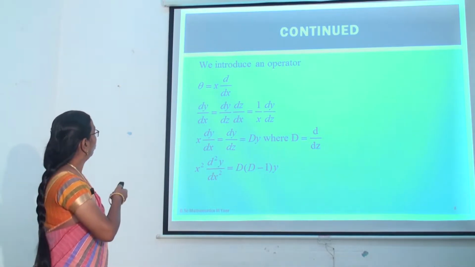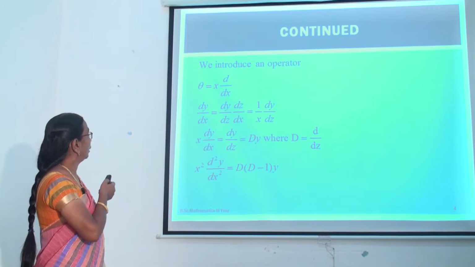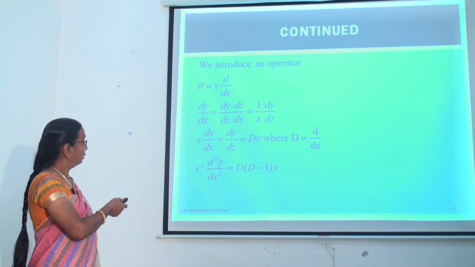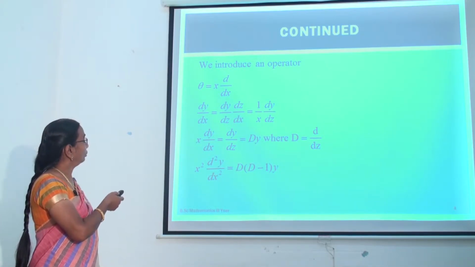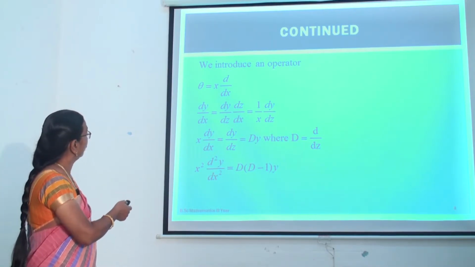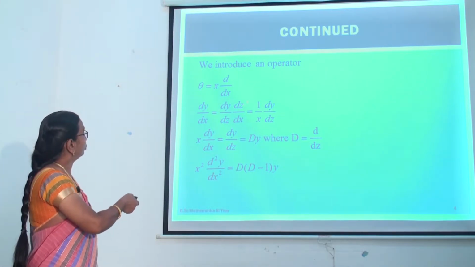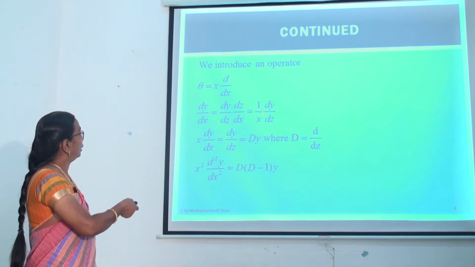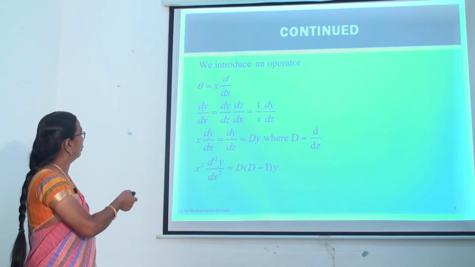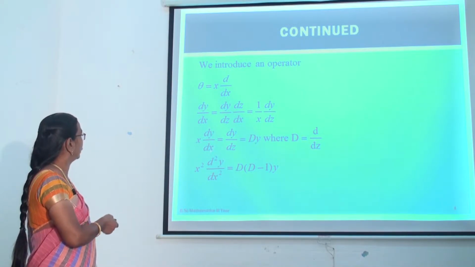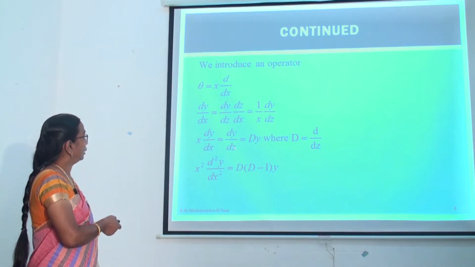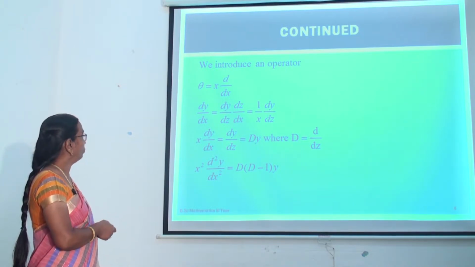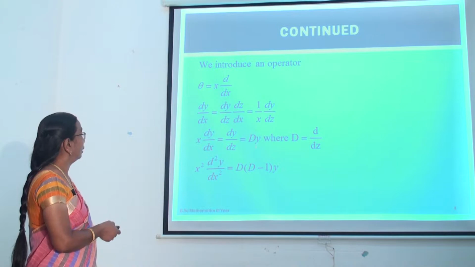Now dy/dx, we can write as dy/dz into dz/dx. Since we are taking z = log x, dz/dx is 1/x, then into dy/dz you will get. Next, when you bring this x to this side, it will be x dy/dx = dy/dz. This d/dz can be taken as capital D. So we can write x dy/dx as Dy.